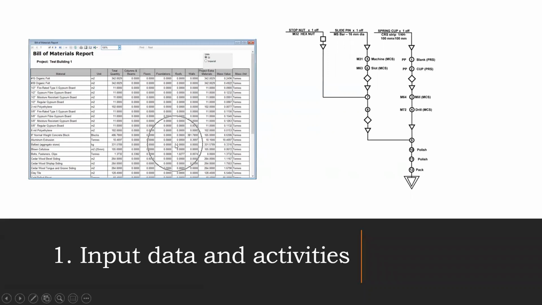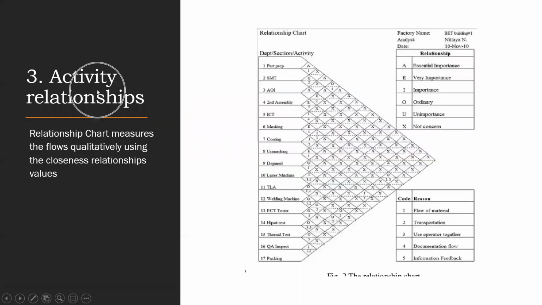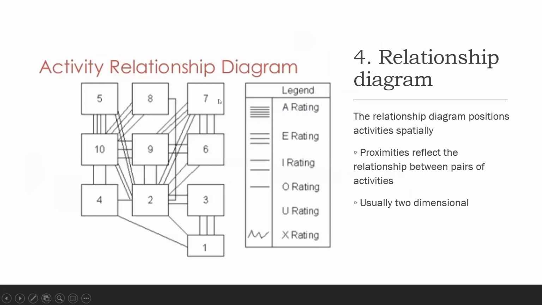Okay, so ito nga po, yung mga bills of material, assembly diagram, from to chart. So with regards to the flow, from to chart, and then flow process chart. And then ito yung activity relationship natin. So ito yung closeness na dapat kailangan sa kanya. Okay. And then, na-establish natin yung activity relationship diagram.